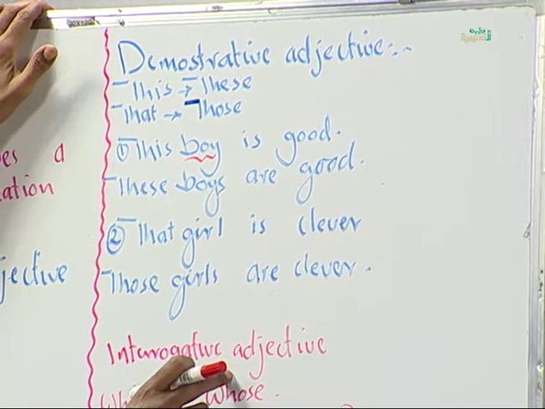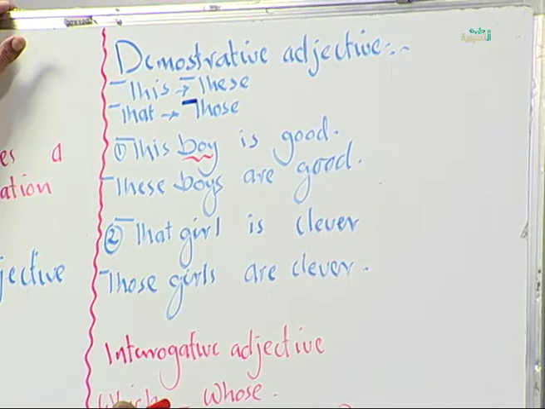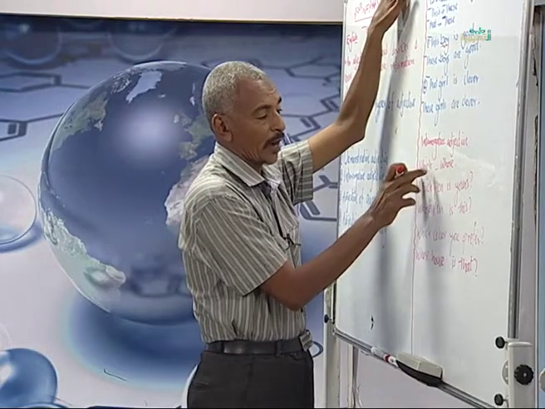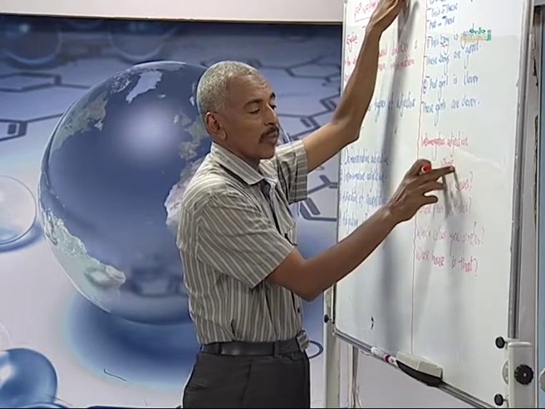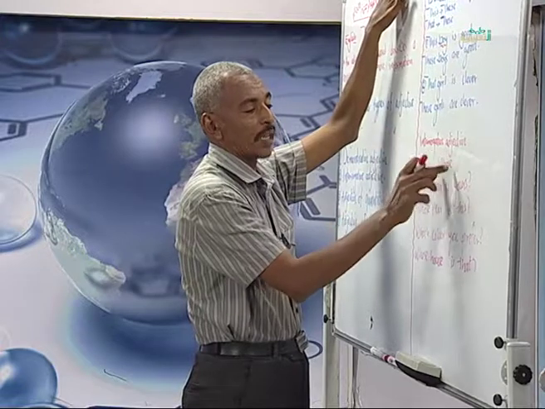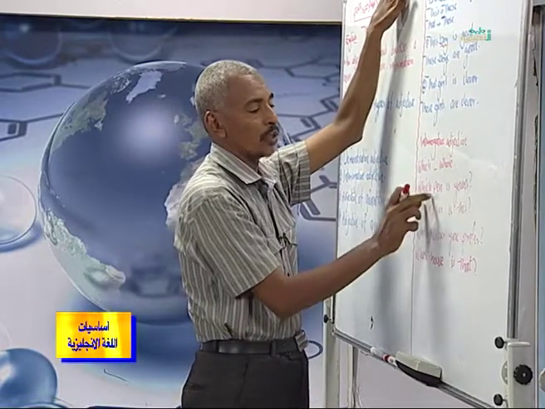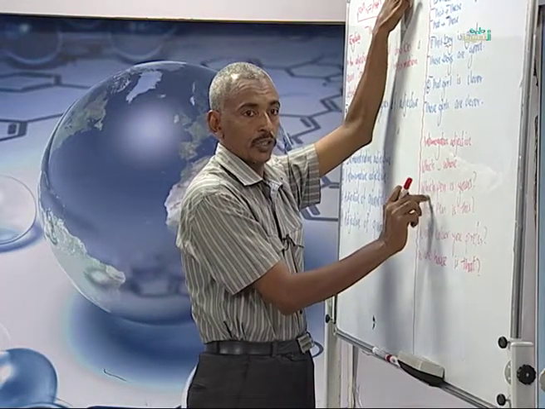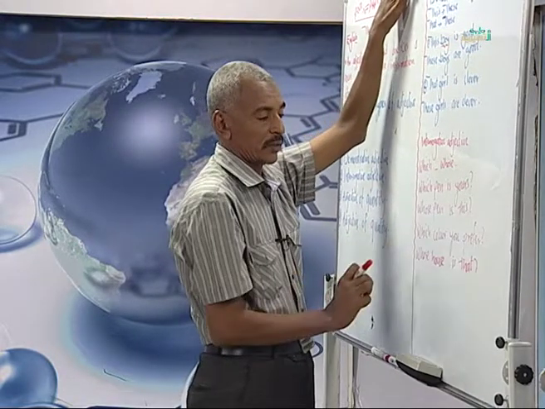Interrogative adjective, we can introduce it in two ways. The first one, we use about something unreasonable, but related to some person. For example, which pen is yours? Here we ask about the pen. Which pen is yours? Whose pen is this?